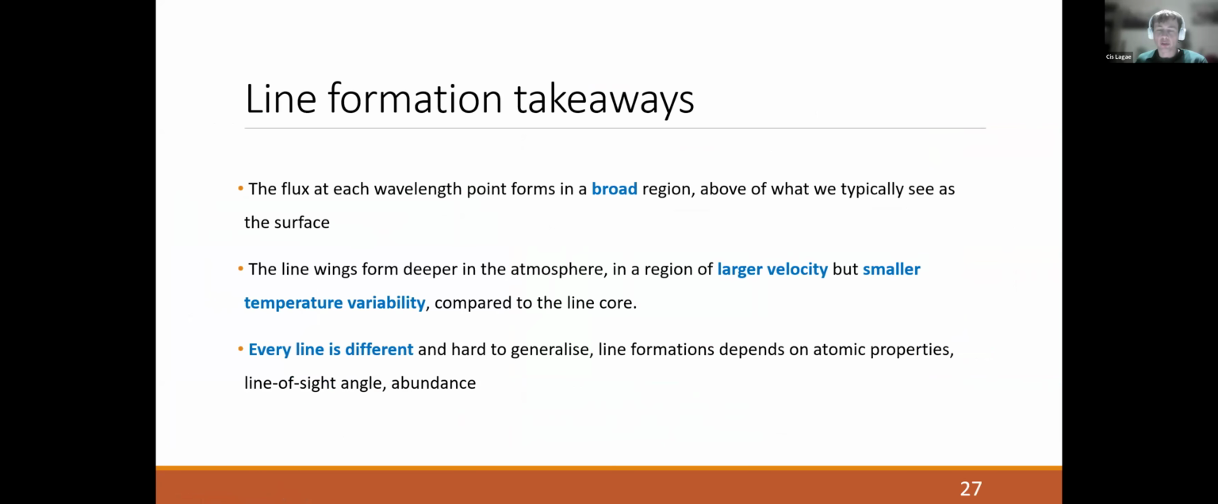Line wings form deeper in the atmosphere in a region with larger velocity variation, but smaller temperature variation compared to the line core. And something I haven't mentioned yet, every line is different. I've done this now for one line, but it's hard to generalize. Some other lines will behave vastly different just based on their atomic properties or their chemical abundances, or even just the line of sight angle you're looking at. It will see things forming higher or lower or in a different way as well. So this was the first chapter.